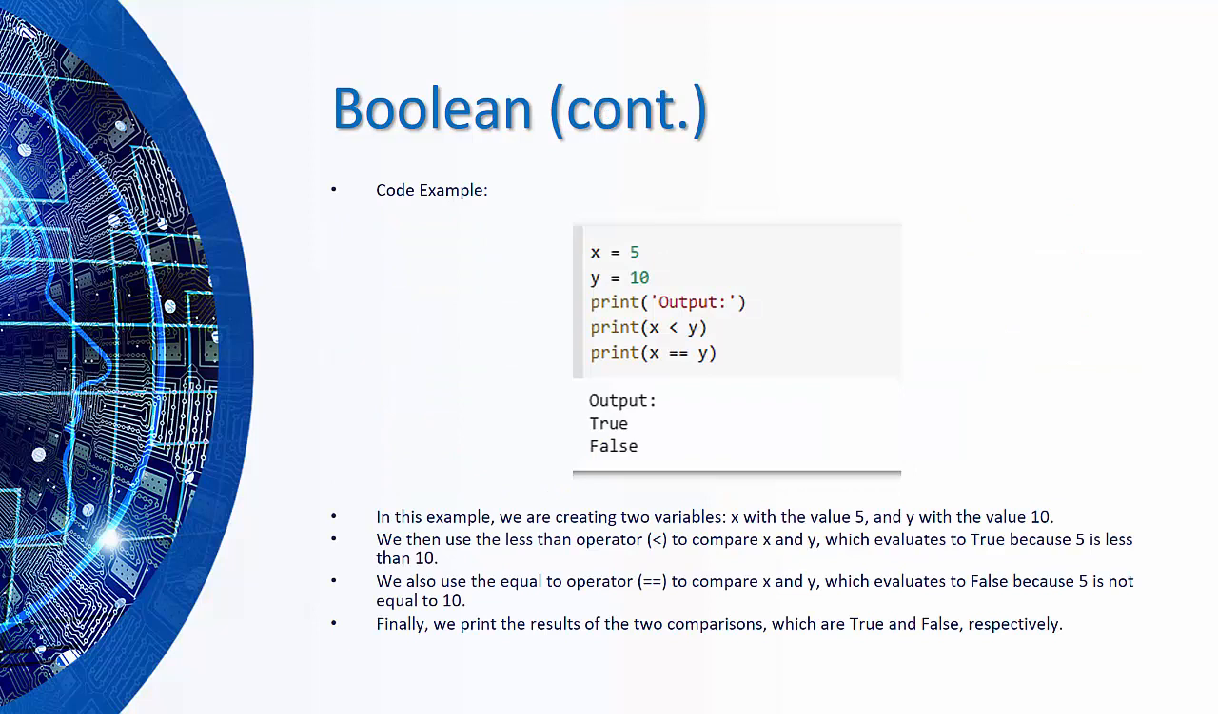Code example for this: in this example we are creating 2 variables, x with the value 5 and y with the value 10. We then use the less than operator to compare x and y, which evaluates to true because 5 is less than 10. We also use the equal to operator to compare x and y, which evaluates to false because 5 is not equal to 10. Finally, we print the results of the 2 comparisons, which are true and false.